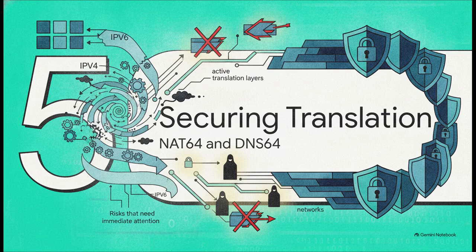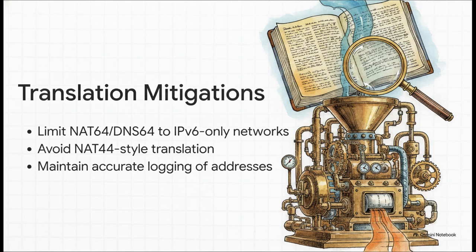All right, our final section, Section 5, Securing Translation Mechanisms, specifically looking at NAT64 and DNS64. If your network is actively bridging IPv4 and IPv6 and utilizing active translation layers like NAT64 and DNS64, you've got to follow these mitigations. First, limit their use strictly to IPv6-only networks, and only where that bridging is absolutely required. Second, do not use NAT44-style translation in an IPv6 network. I mean, IPv6 was literally designed to eliminate the need for NAT in the first place, right? So let's not reintroduce all those old complexities and security blind spots.